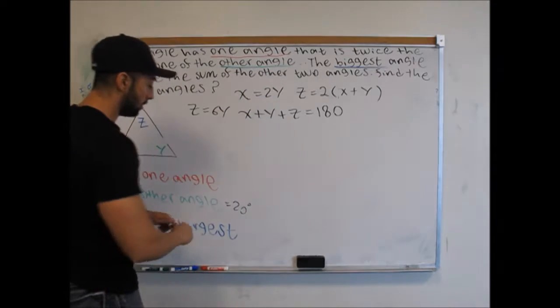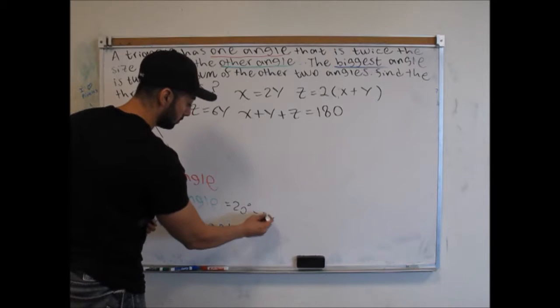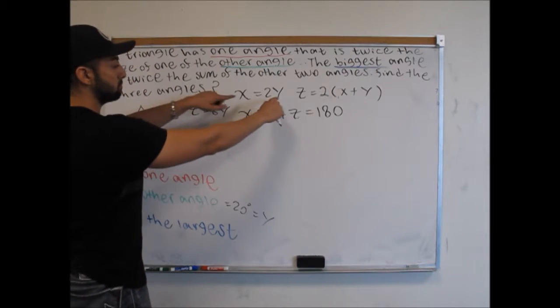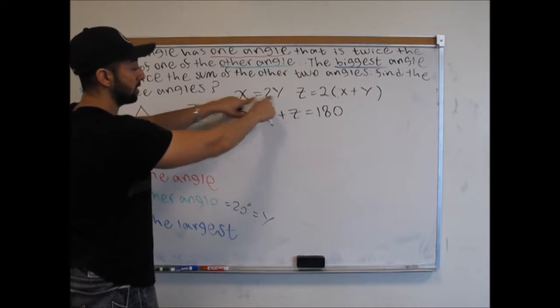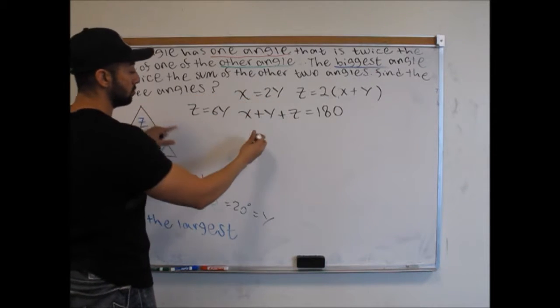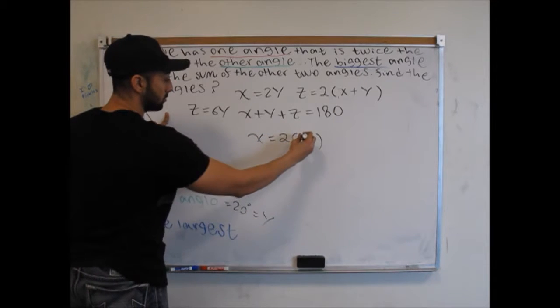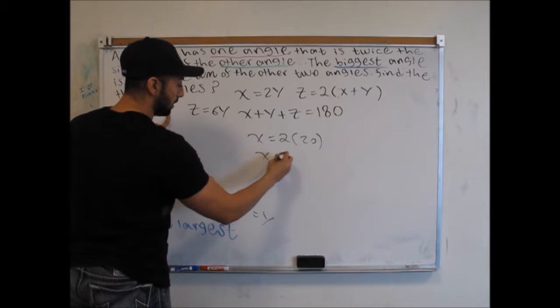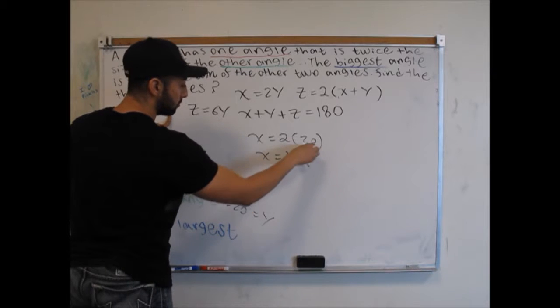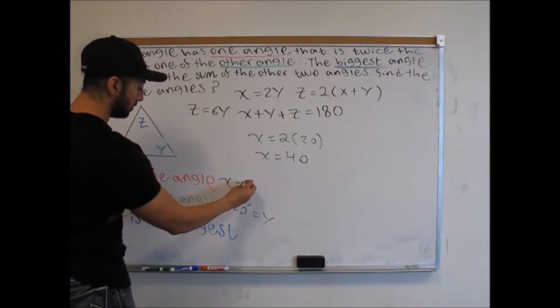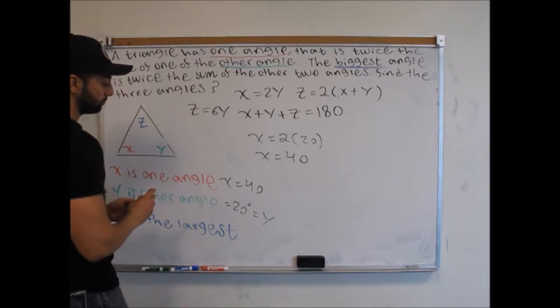Okay, since we know what y is equal to, y is equal to 20, we could sub that into here to directly get x, right? So we're going to get x is equal to 2, and instead of y, I'm going to put 20 because we just found that out. And 2 times 2 is 4, with the extra 0 will be 40, so we know that x equals 40 now.